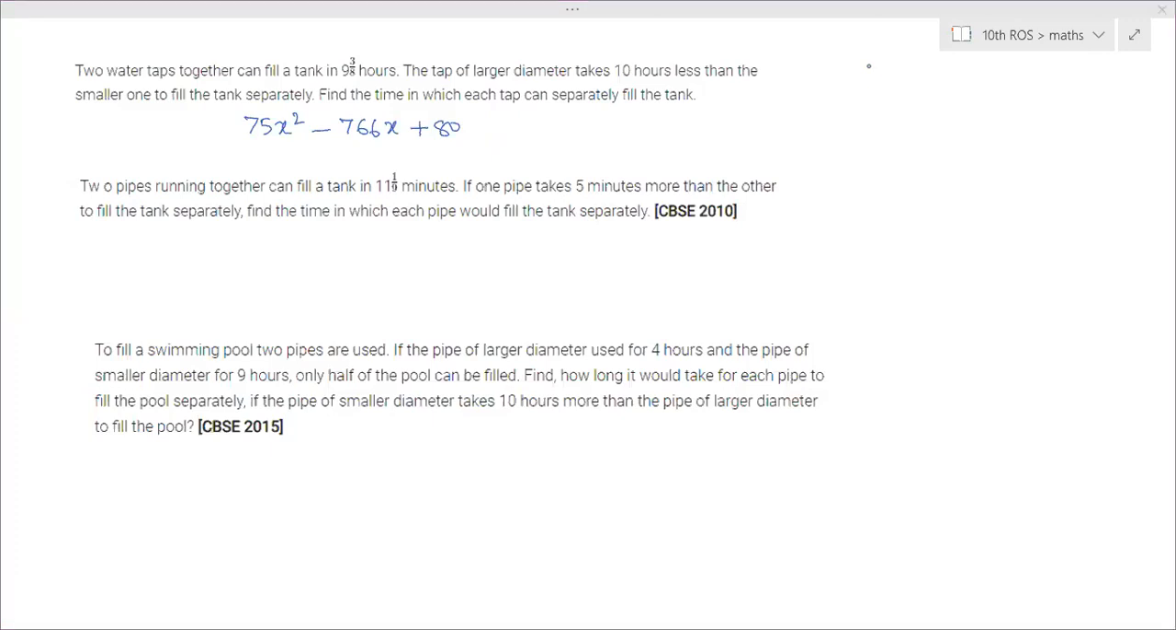Isn't it 1 by x plus 1 by x minus 10? 1 by x minus 10 is equal to? 75 by 8. How 75 by 8? Ma'am, it's no 8 by 75. Oh, okay, sorry. Reciprocal. Yes, yes.